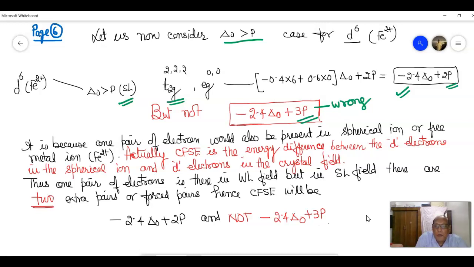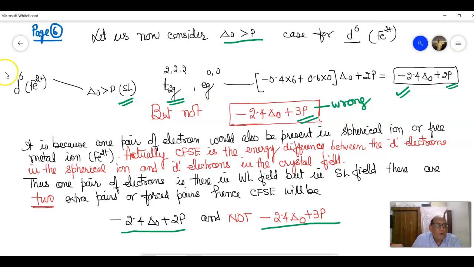Actually, CFSE is the energy difference between the d electrons in the spherical ion and the d electrons in the field. Thus, one pair of electrons is there in a weak ligand field, but in a strong ligand field, there are two extra pairs or forced pairs for the Fe2+ ion with strong ligands, and CFSE will be −2.4 Δo + 2P and not −2.4 Δo + 3P.